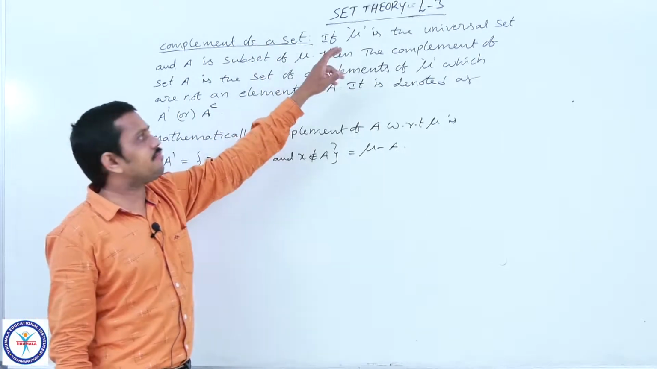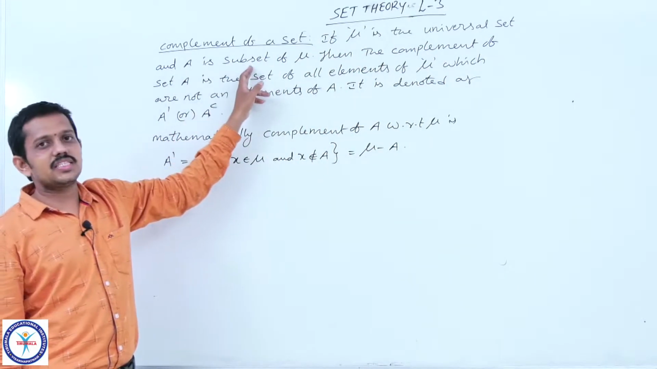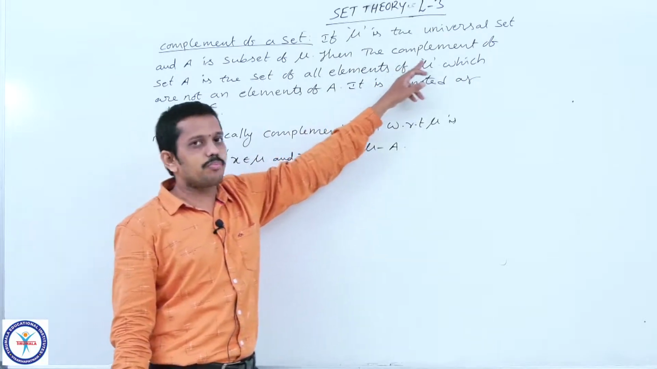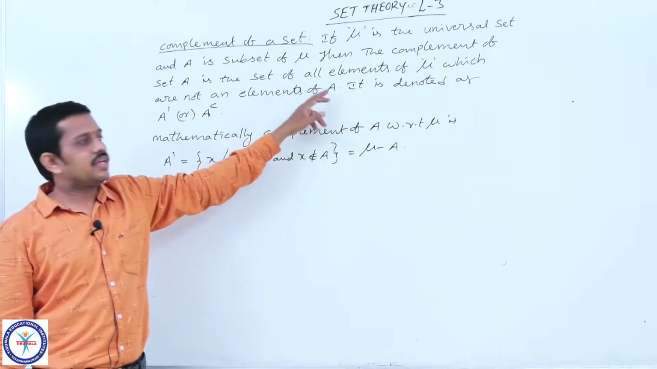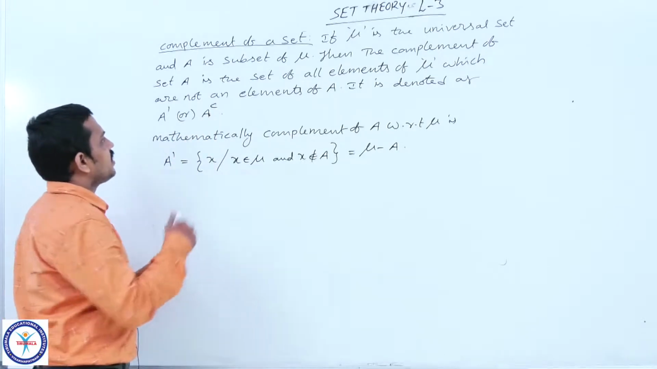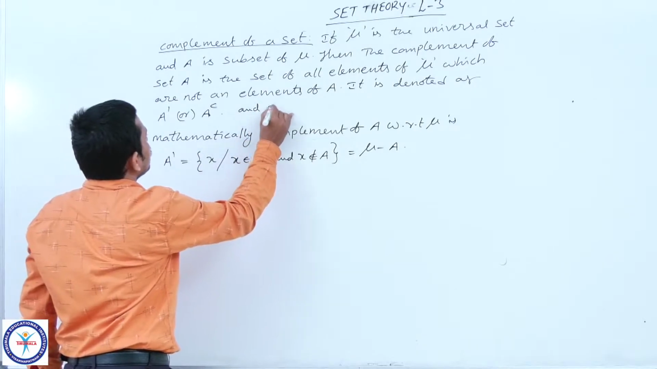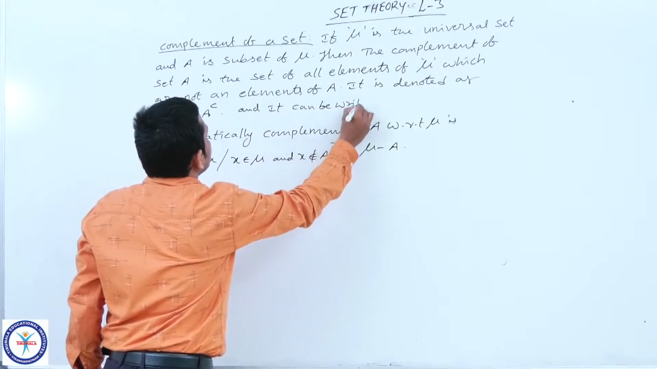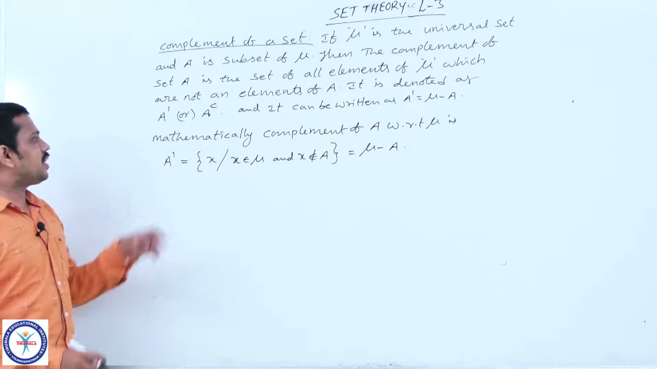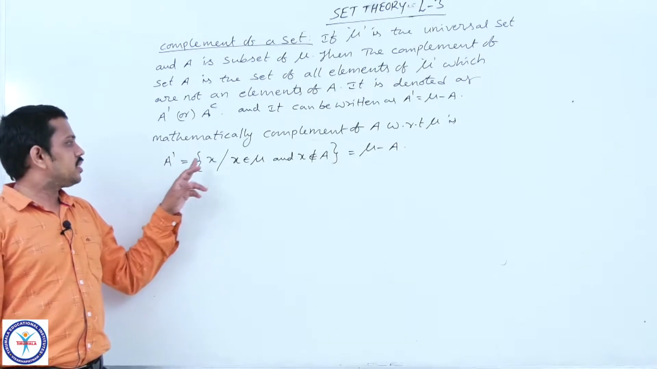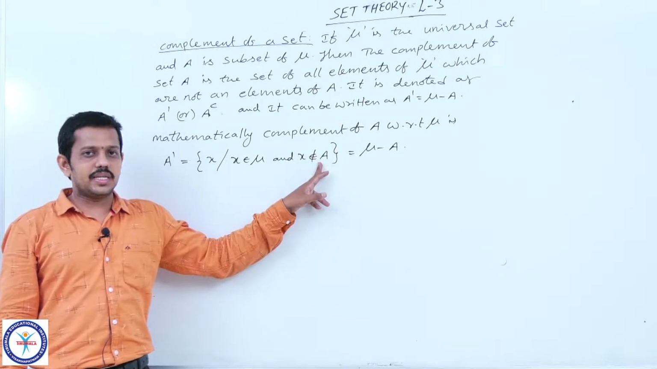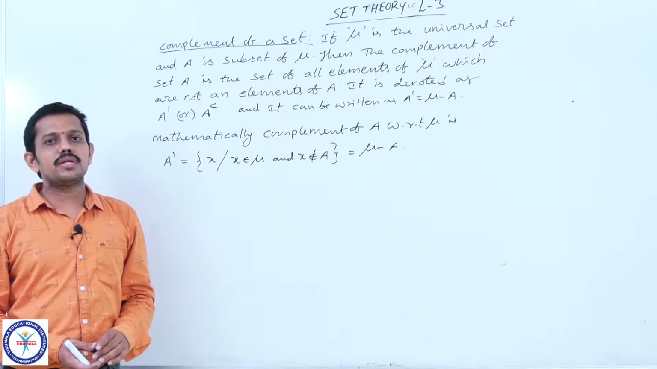So if mu is the universal set and A is a subset of mu, then the complement of set A is the set of all elements of mu which are not elements of A. It is denoted as A complement or A dash, and it can be written as A complement, A dash, is equal to mu minus A. Mathematically, A complement is the set of all x such that x belongs to the universal set and x does not belong to set A. That is, mu minus A gives the complement of the set.